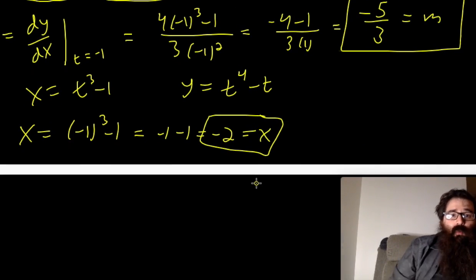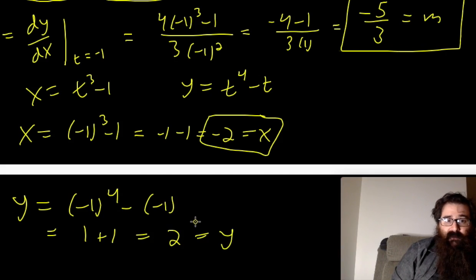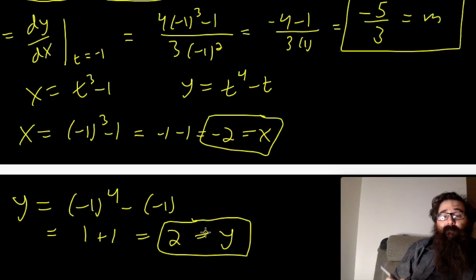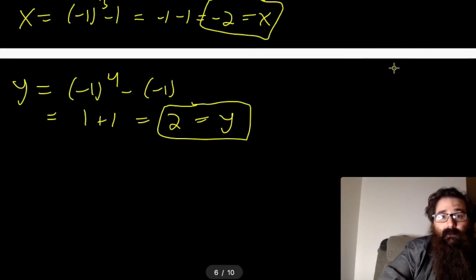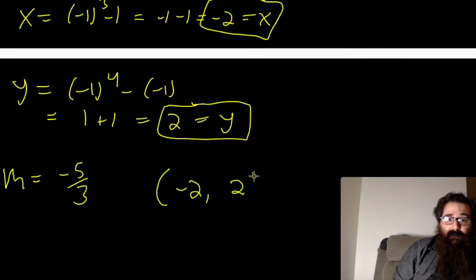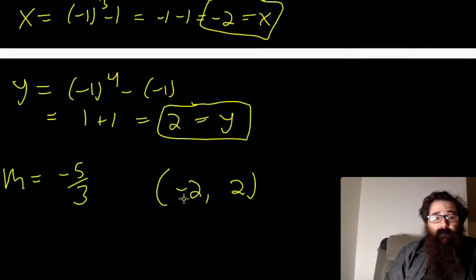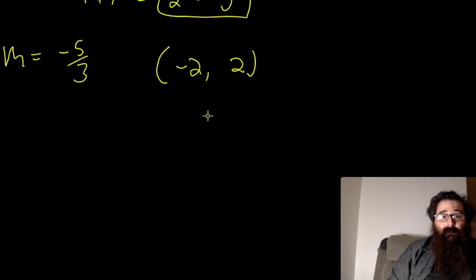And I can do the same for y. If I plug -1 in, I get -1 to the fourth minus -1. Since I have this even power, that's going to give me 1, and then plus 1, so that gives me 2, positive 2 for y. And now I have all of the information that I could dream of. Remember, my slope was -5/3. And then I have this ordered pair, x is -2, y is +2. Now I have all of the information I need to build the equation of my tangent line. I have my tangent slope and a point that should be on there.